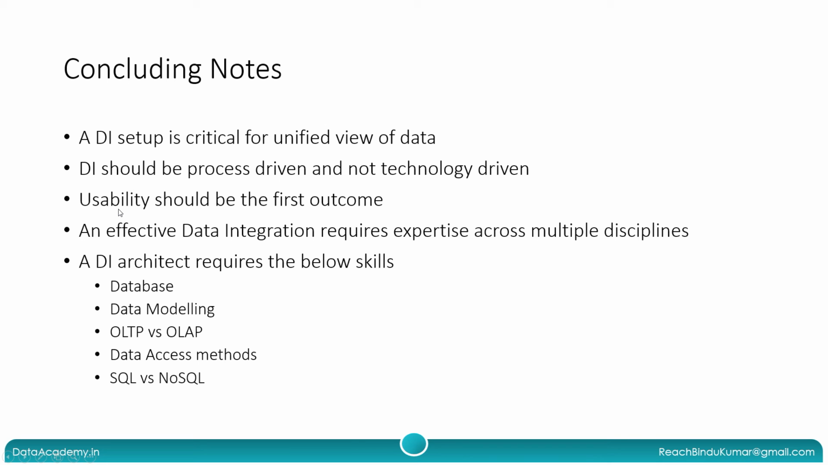The third bullet point, usability should be the first outcome. This is the most important thing. Now, I've been in projects where people worry about the performance, people worry about which tool are we using? Are we using the latest and greatest tool, and so on? So that doesn't matter. What matters is, irrespective of the technology you use, is it being usable, right?